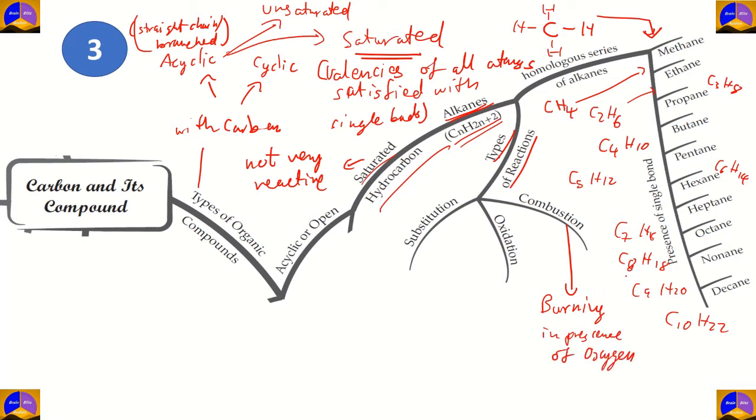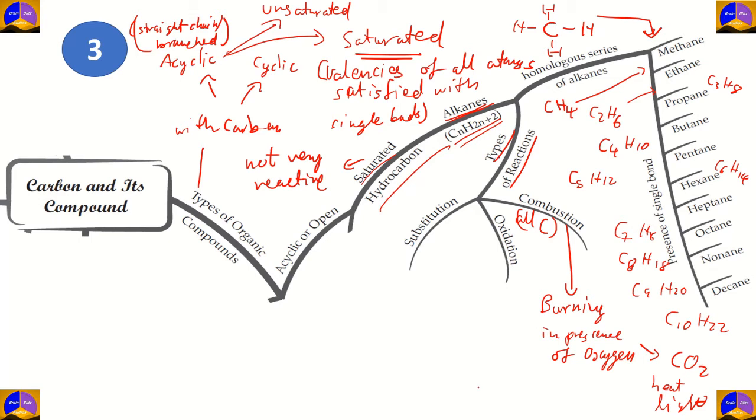So combustion is the reaction in which carbon burns in oxygen to form carbon dioxide. So the product generally is carbon dioxide. Additional products are heat and light. So combustion is a reaction that occurs in all carbon compounds, whether they're saturated or unsaturated. So combustion occurs everywhere, and it is essentially burning in the presence of oxygen to form carbon dioxide.